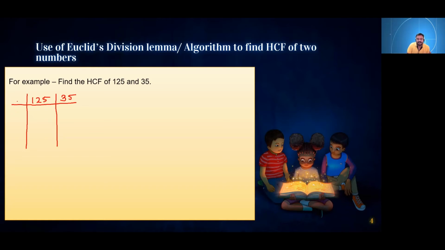The first even prime number in the world is 2. So we start with 2.